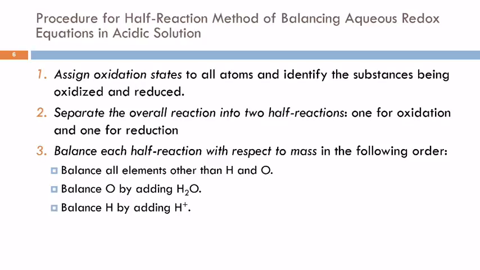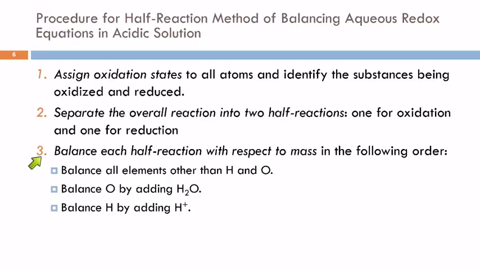Okay, so this is the procedure for the half reaction method of balancing aqueous redox equations in acidic solution. And then we're going to do it in basic solution. Very, very similar. The first thing we do is assign oxidation states to all of the atoms. And then we identify what's being oxidized and what's being reduced. Then we separate them into two half reactions, one for the oxidation and one for the reduction. Then you balance each half reaction.